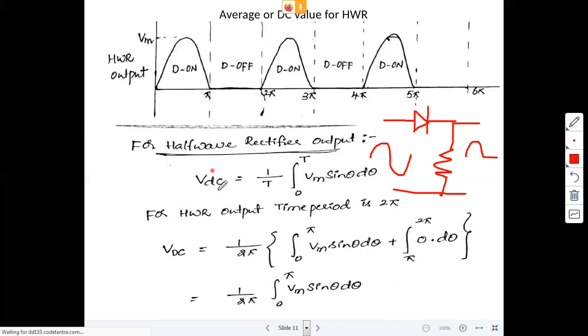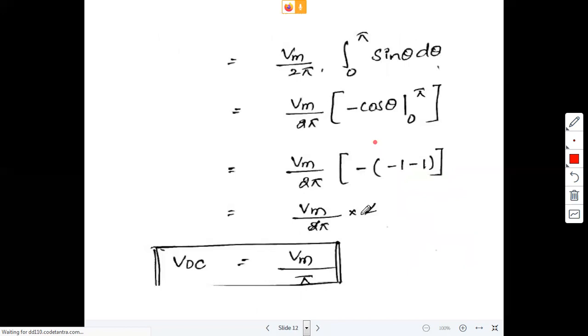Okay, now the DC value or average value is equal to, what is the formula? 1 by time period, integral 0 to T of Vm sin theta dt. For half-wave rectifier, time period is equal to 2 pi. Remember here, 1 by 2 pi. Now this is split into 0 to pi Vm sin theta d theta plus pi to 2 pi into 0. Now 1 by 2 pi, 0 to pi Vm sin theta d theta. Then further simplified, then again simplified, then VDC is equal to Vm by pi, right?